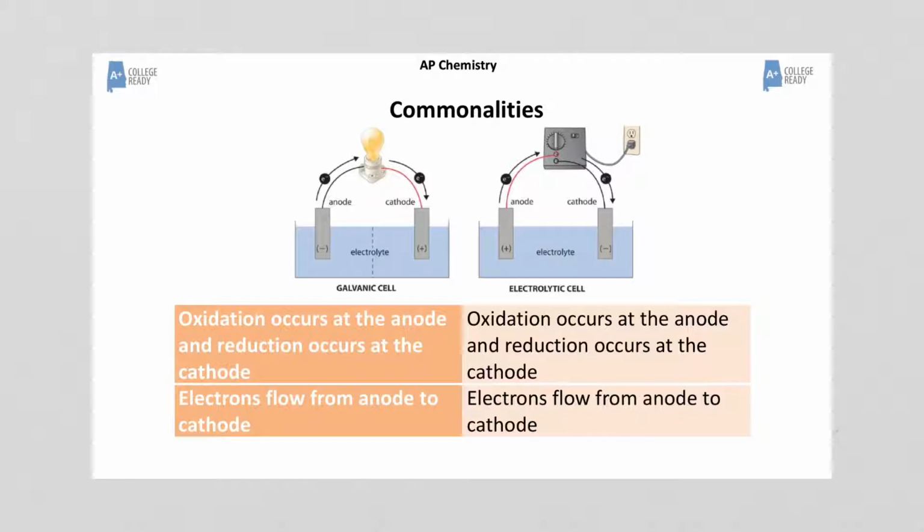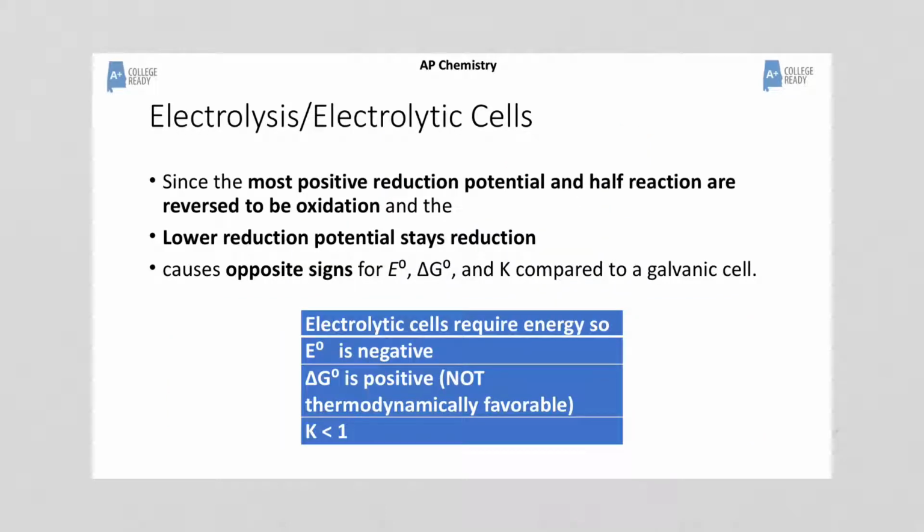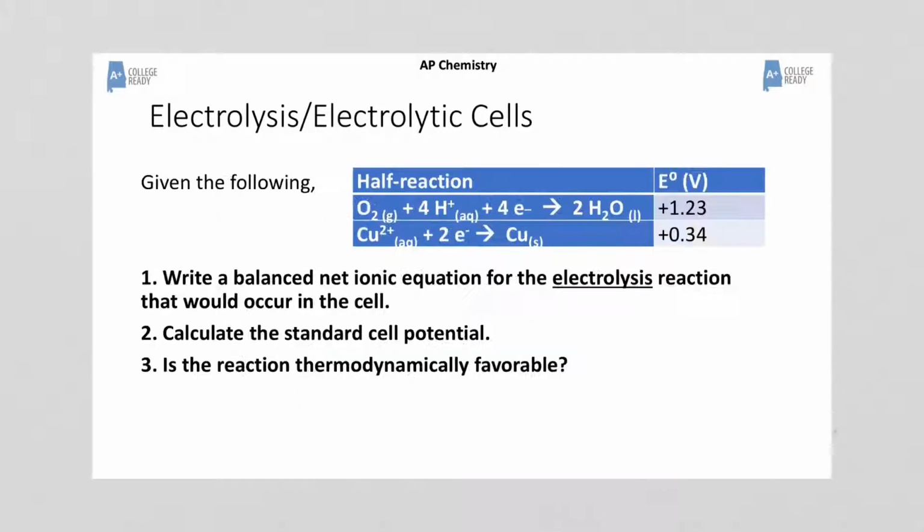Okay, they do have a few things in common. Oxidation is still at the anode, reduction is still at the cathode, and electrons are still flowing from the anode to the cathode. So everything's not opposite. I just wanted to point that out because sometimes students assume that everything is backwards, but the anode is always where oxidation occurs and the cathode is always where reduction occurs. And again, this is just a summary of what was in the other table about the signs of these quantities that you'll see and be asked about.